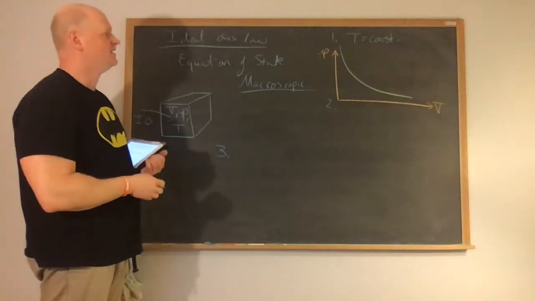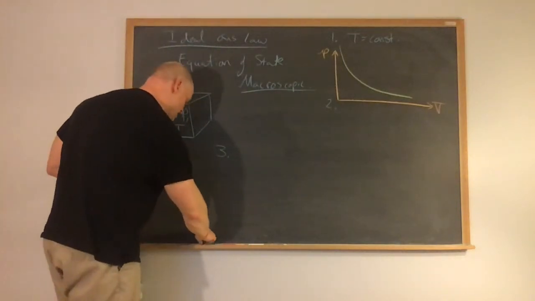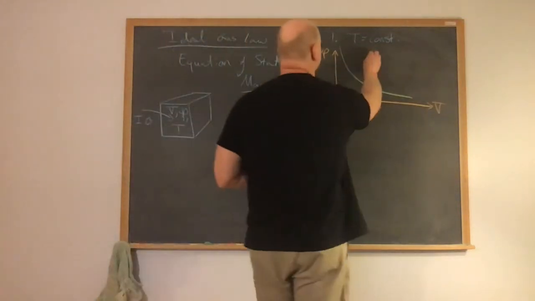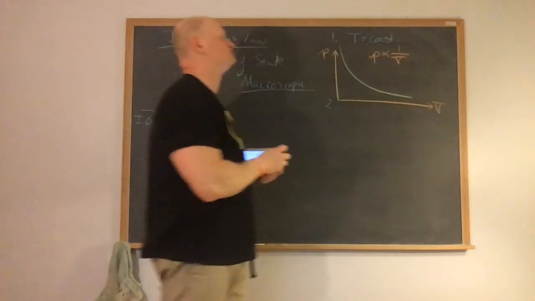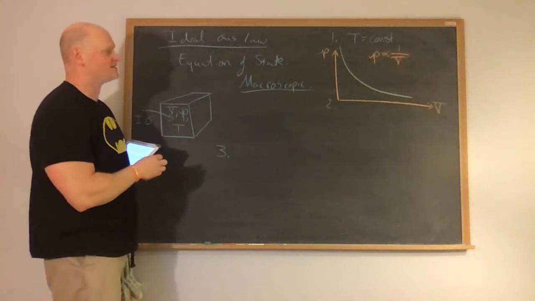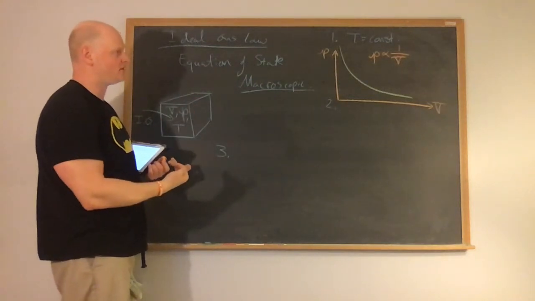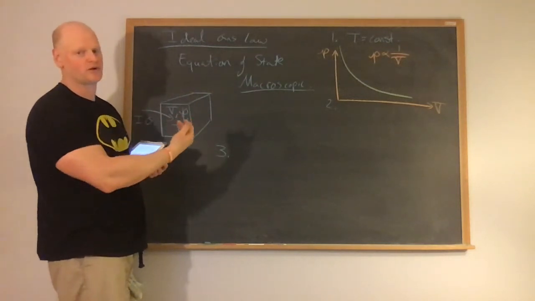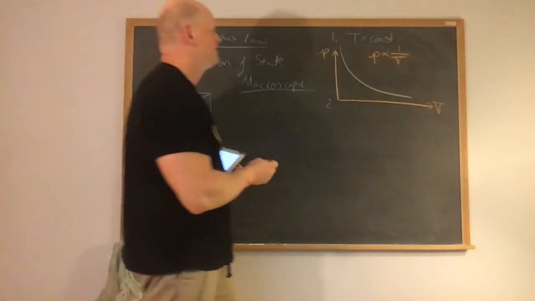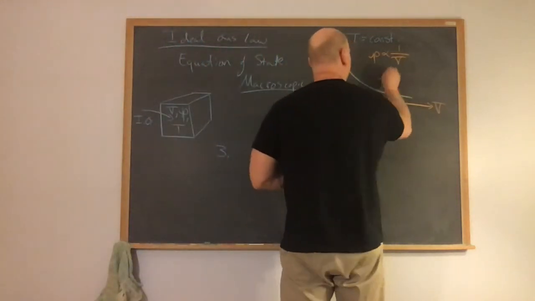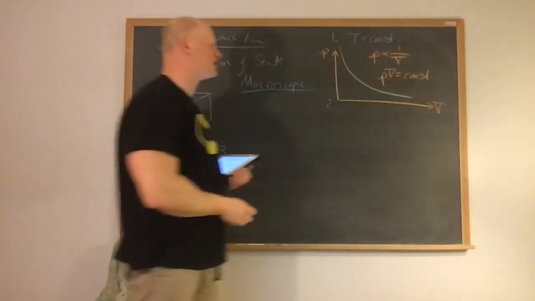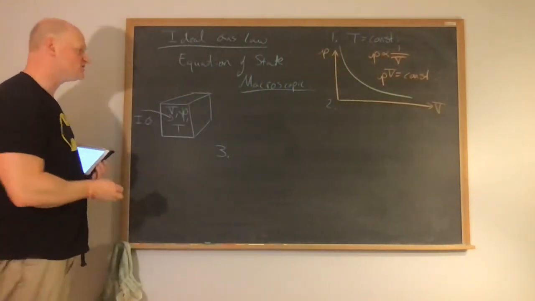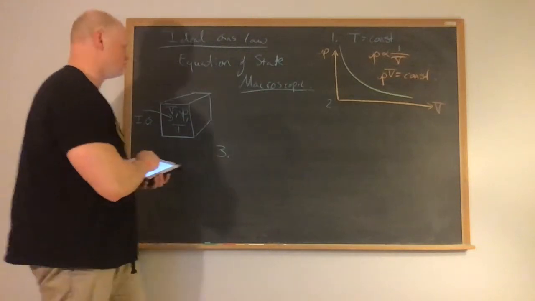Okay. So by looking at this, what we see is that pressure is inversely proportional to the volume. In this case, as the volume increases, the pressure goes down, or as the volume decreases, the pressure goes up. Another way to state this is that the pressure times the volume must be equal to a constant. This is another way to say that.